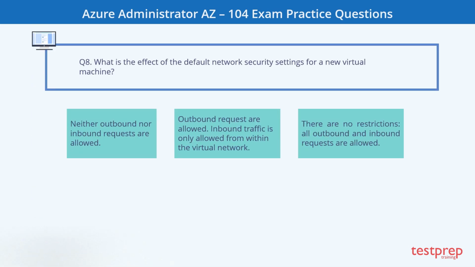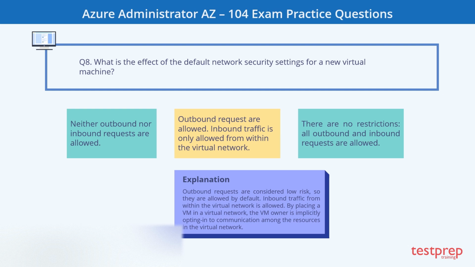Question 8. What is the effect of the default network security settings for a new virtual machine? 1. Neither outbound nor inbound requests are allowed. 2. Outbound requests are allowed. Inbound traffic is only allowed from within the virtual network. 3. There are no restrictions, all outbound and inbound requests are allowed. The correct answer is 2. Outbound requests are considered low risk, so they are allowed by default. Inbound traffic from within the virtual network is allowed. By placing a VM in a virtual network, the VM owner is implicitly opting into communication among the resources in the virtual network.